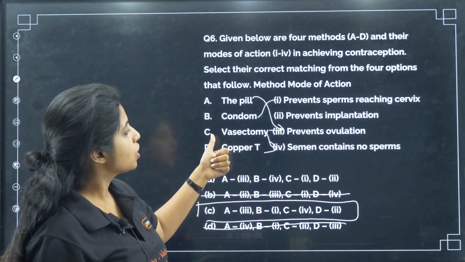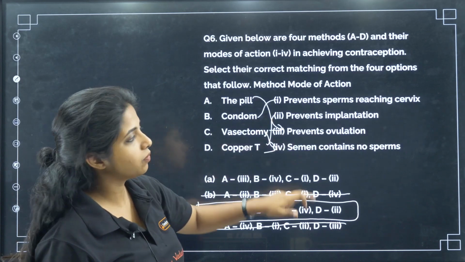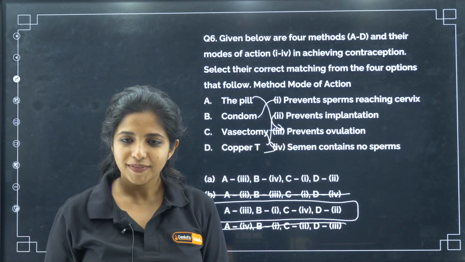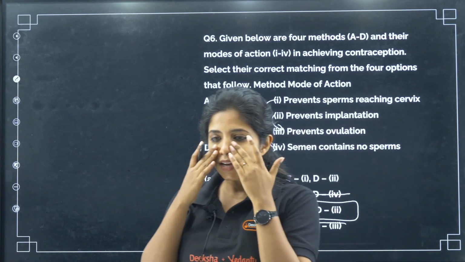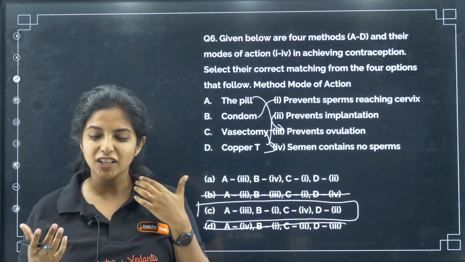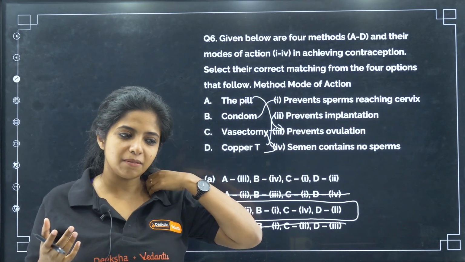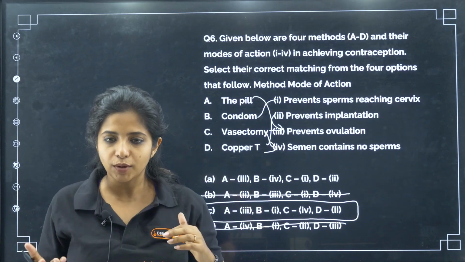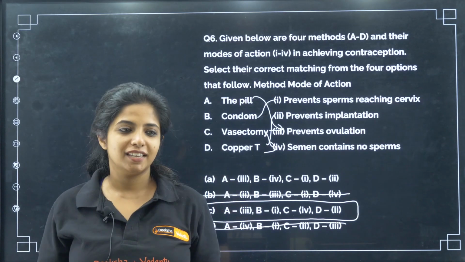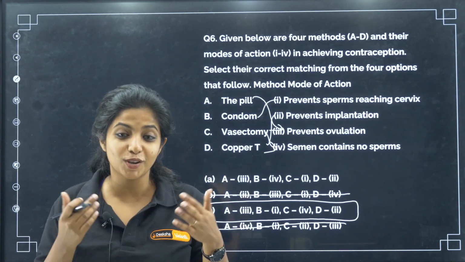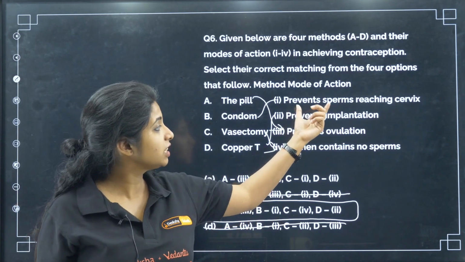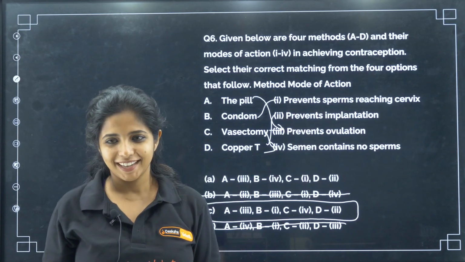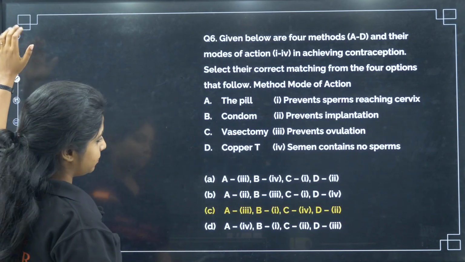Now what about D? Copper T, my dear children. Copper T would be preventing implantation. Actually, I cannot say copper T prevents implantation, it's a side effect. Copper T does not allow the sperm to move, it does not allow the sperm to fertilize. So ovulation is not happening, and obviously implantation would also not be happening. So I won't say it is the correct method, but that would be comparatively correct.